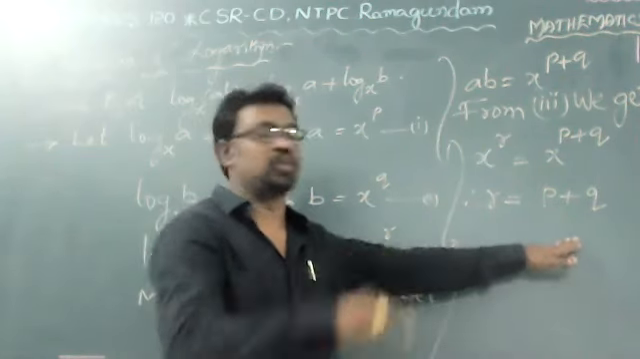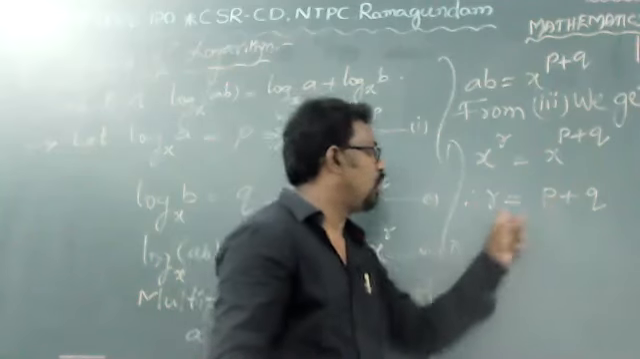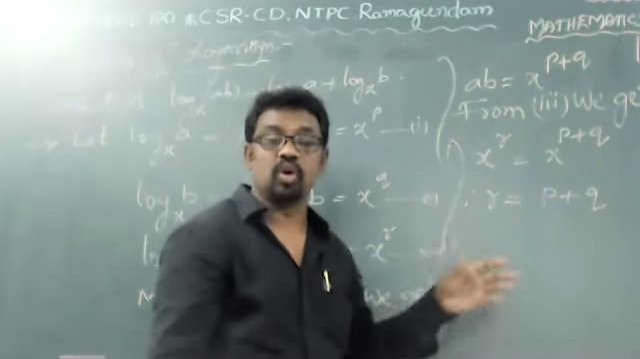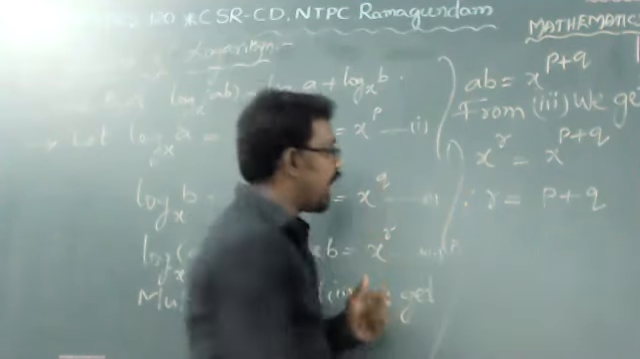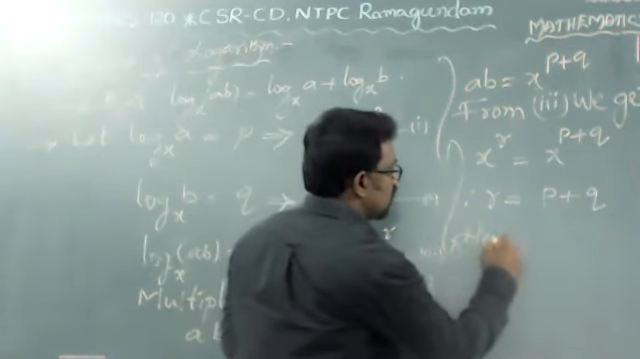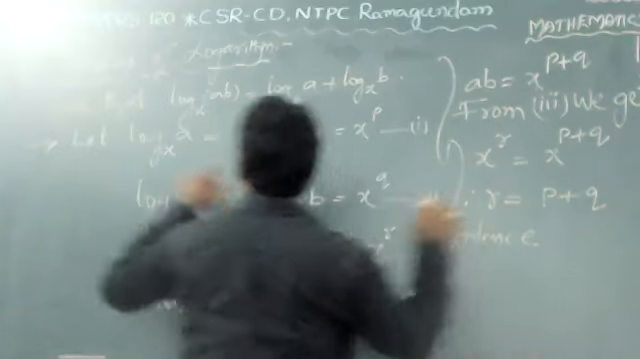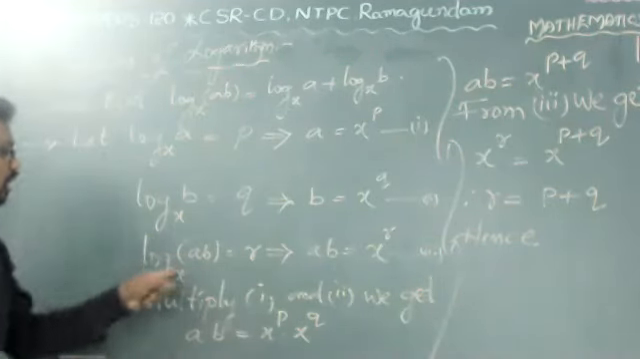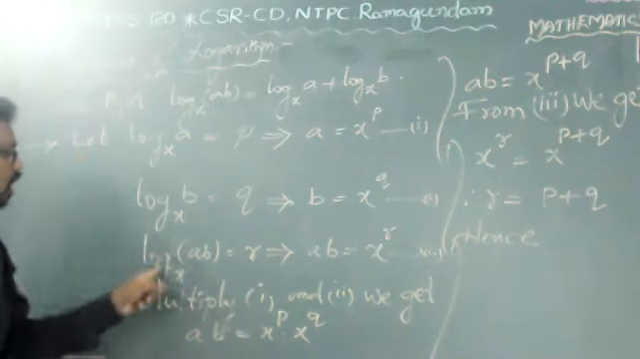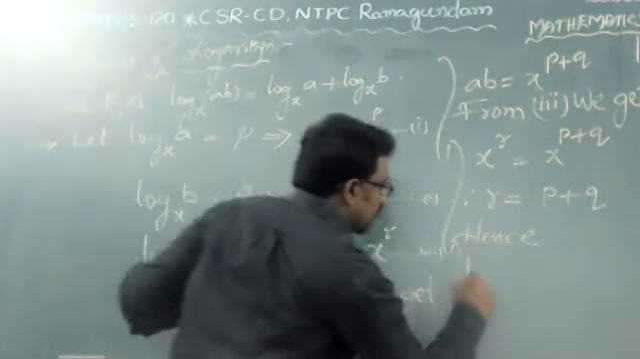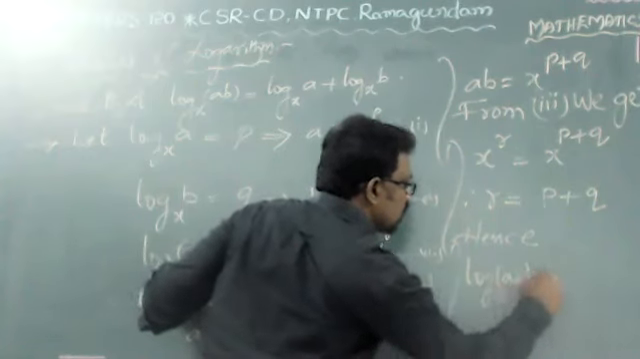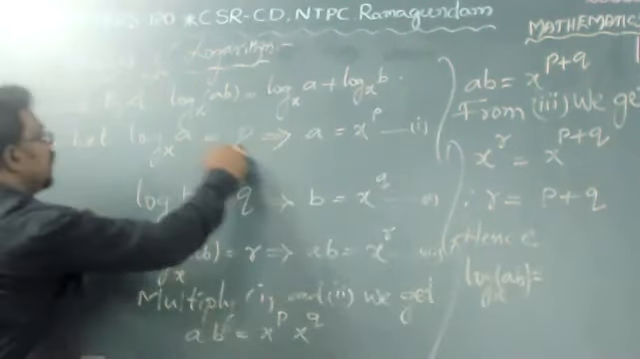Now substitute the values of p, q and r. What did you take r to be? Let me say, you took r as log ab to the base x, and p is equal to log a to the base x.